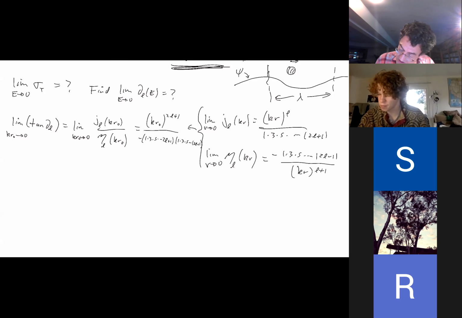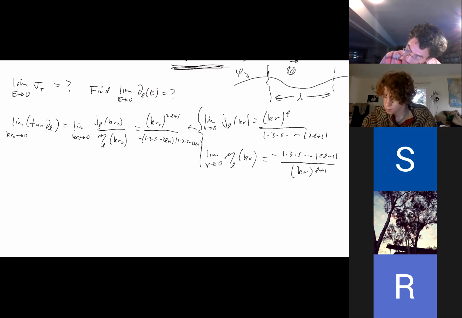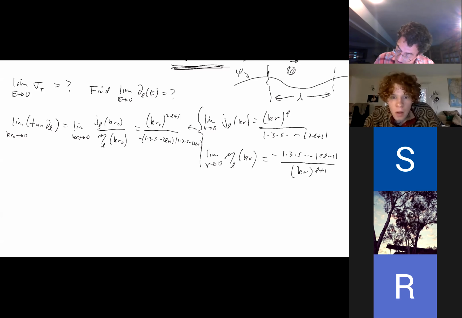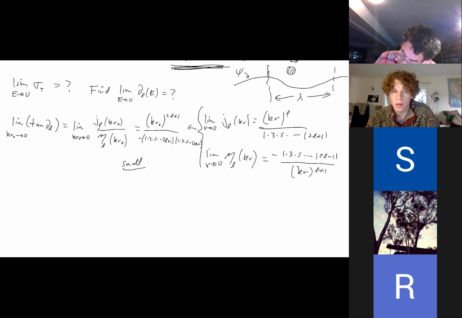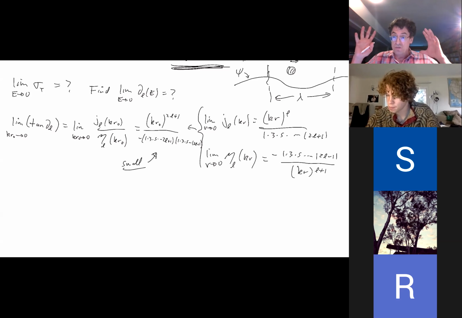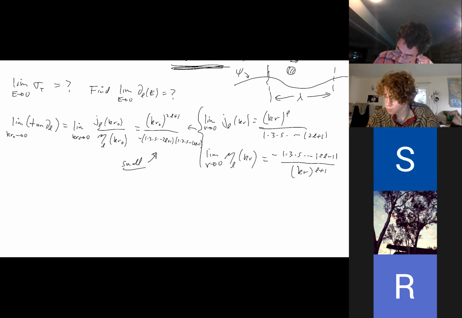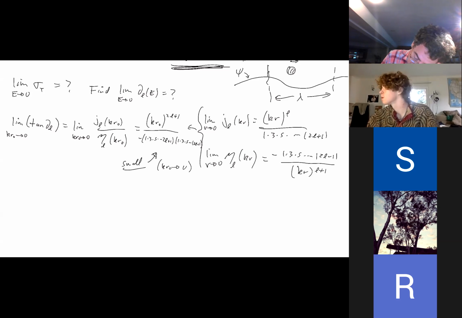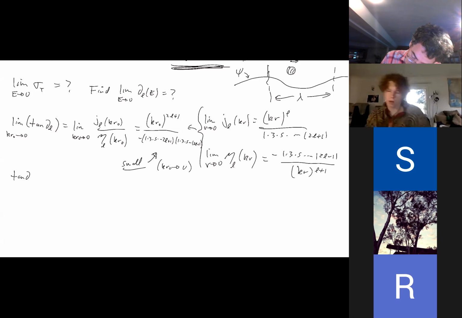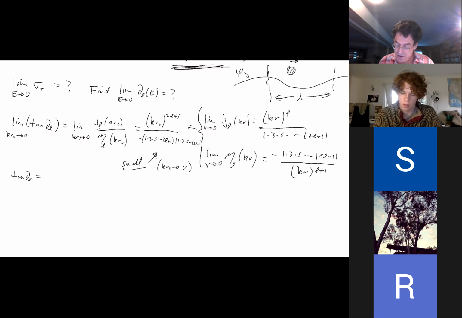But then what we notice is, first, let's notice that this whole thing is small, right? Because you see how it's proportional to K R naught. So it's small, okay? Because we're taking the limit of K R naught goes to 0. And so tangent of delta L for small delta L is what?